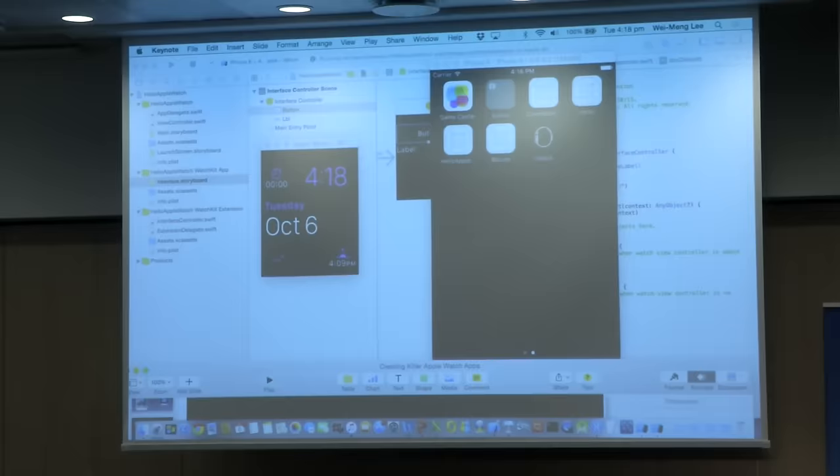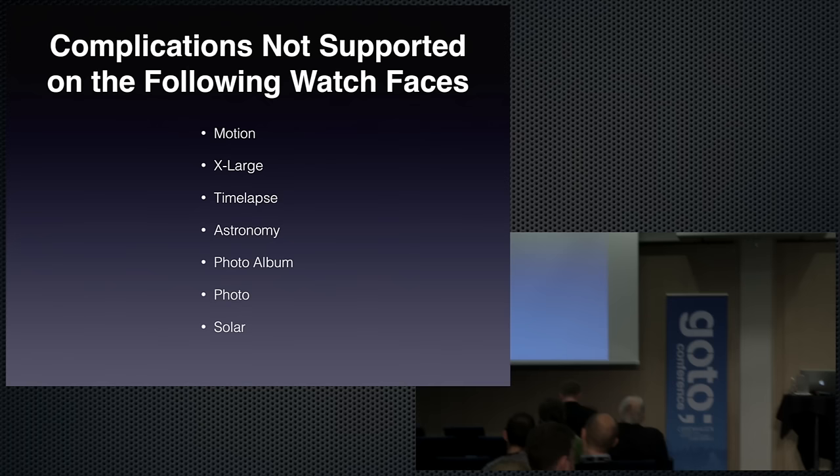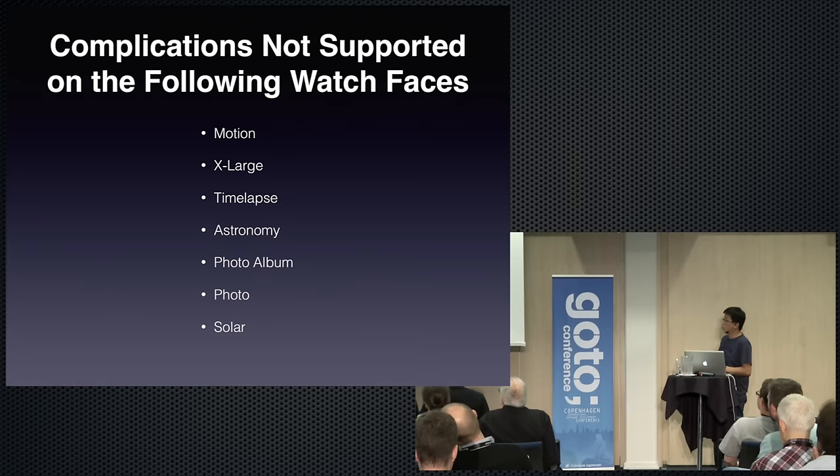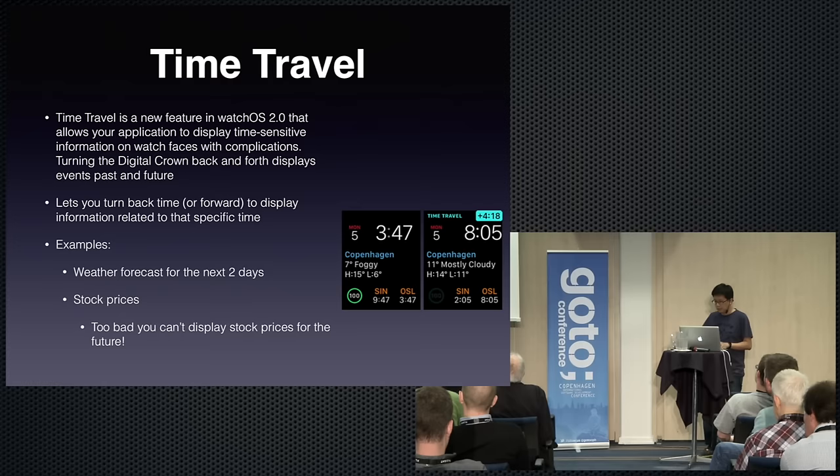Now, before we talk about that, there are some watch faces that do not support complications. They are motion, extra large, time lapse, astronomy, photo album, photo, and solar. They don't support complications. Now, the next feature that you have is what we call time travel.